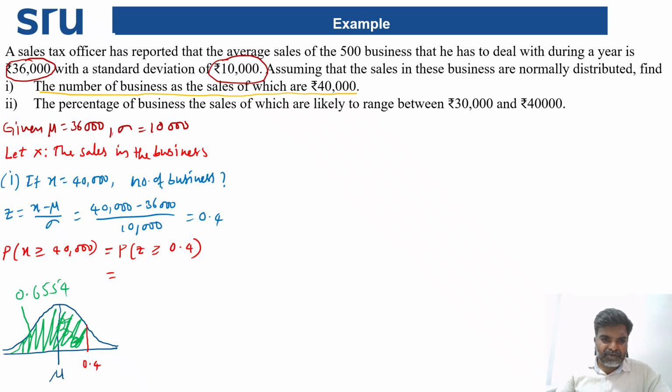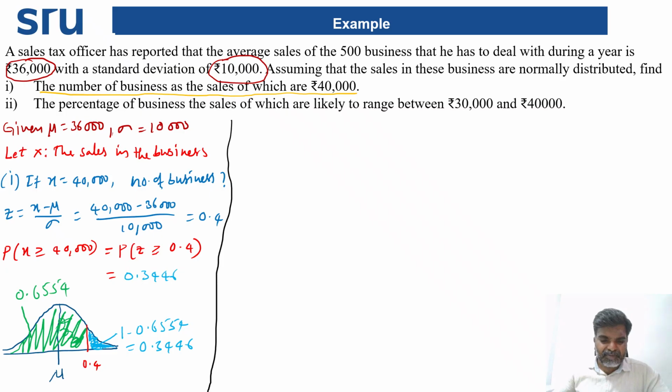Okay, but what is the required probability? P of Z greater than or equal to 0.4. Okay, greater than means we need the right side area, but the table gives the left side area. So how do we get this right side area? Already you know under the curve the total area is 1. To obtain this area, very simple, you can take 1 minus 0.6554. So what is the value here? 0.3446. So this required probability is 0.3446.